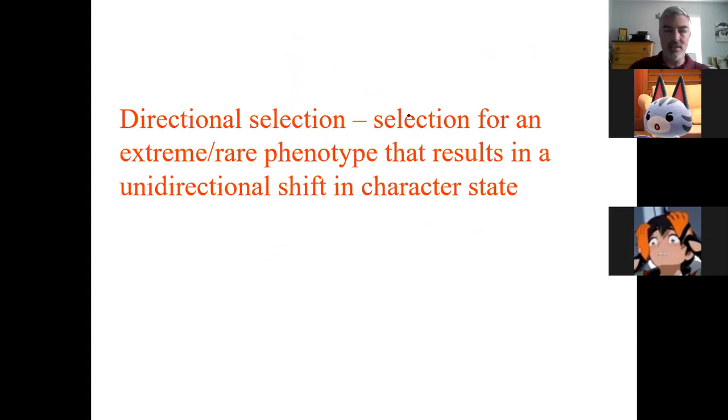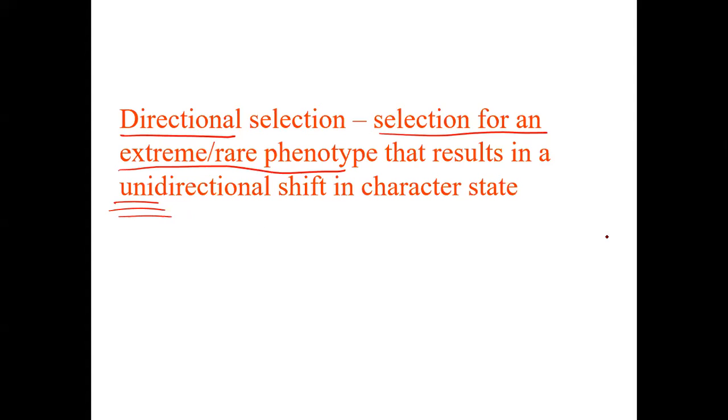So let's try this again. So this is directional mode. We're selecting for a rare phenotype, so for something that's rare. And there's uni. What does the term uni mean? So let's go to one of you guys. Let's say precious. Precious, what does uni mean?